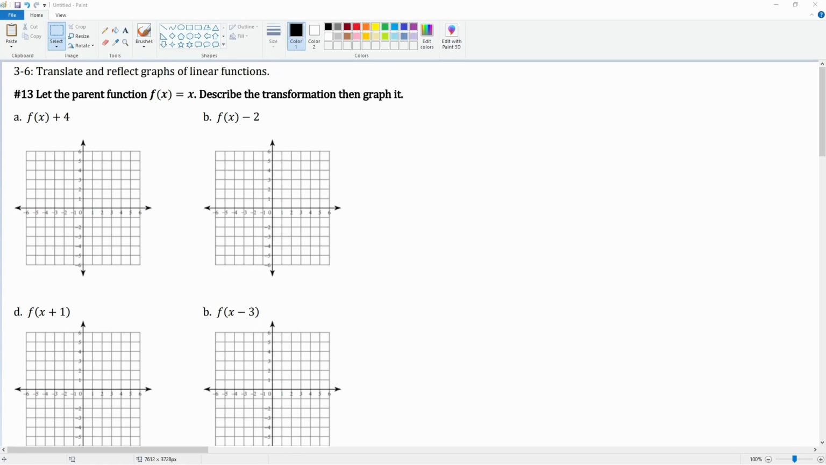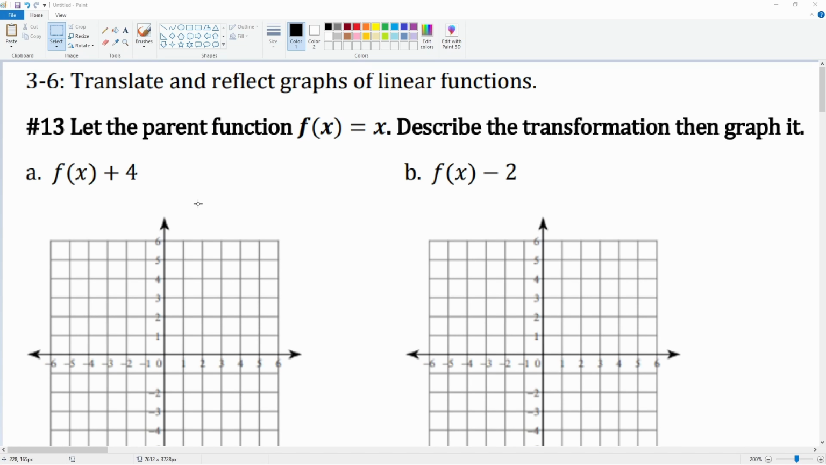All right, so you're going to translate and reflect the graph of the linear function. Number 13, it says let the parent function f of x become x. You're going to describe the transformation, then graph it. Okay, so here we see the f of x plus 4.